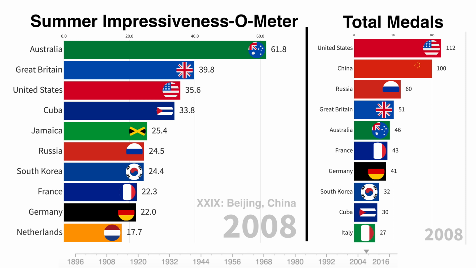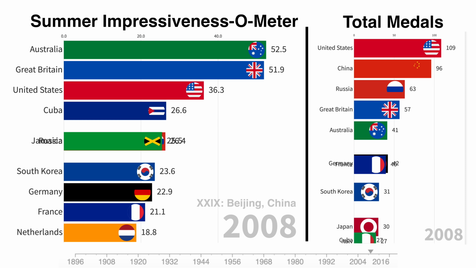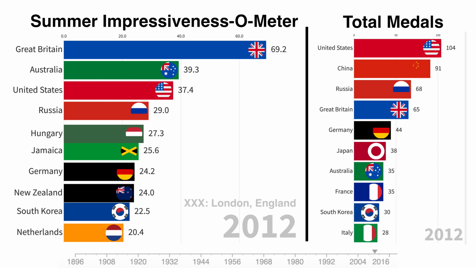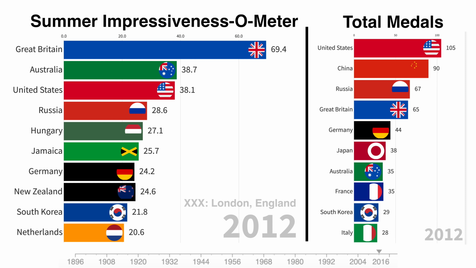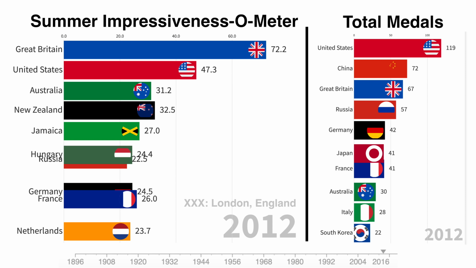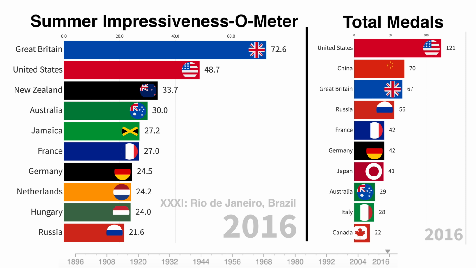Here, Great Britain and Jamaica both make big leaps, and then Great Britain overtakes everyone at home in the 2012 London Games, and continues to lead in 2016, followed by the United States and New Zealand. And that, finally, brings us to today.